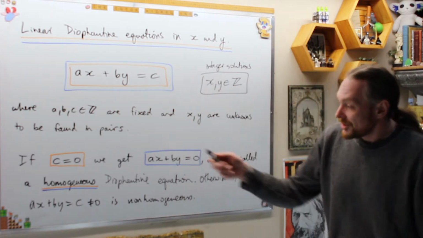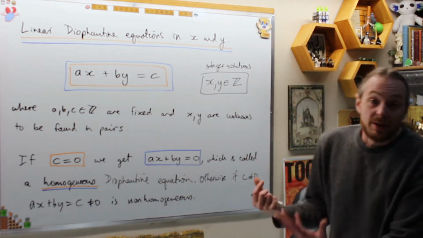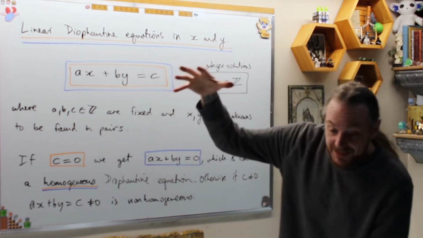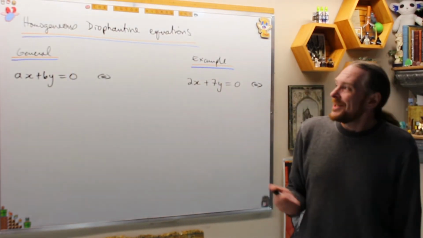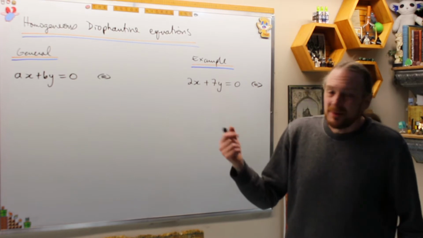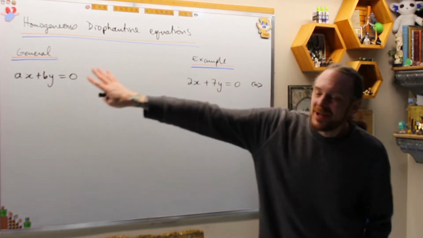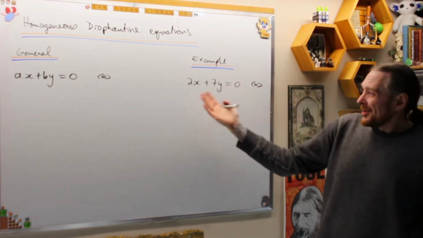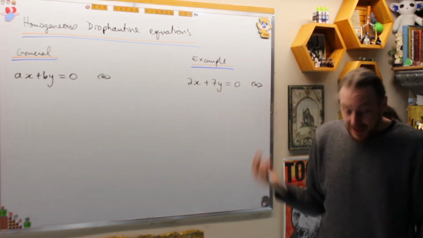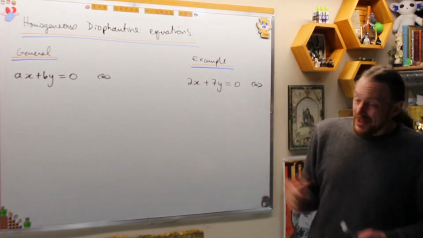All right, let's do the homogeneous case first, and then we'll do the non-homogeneous case, and then we'll give you a general idea of how to solve all of these. For the homogeneous Diophantine equations, I'll do this all in one. We'll do the general scenario of the a's and b's and the c's, and then I'll do an example right beside so that you can see with the numbers what we're talking about. We'll give the general solution to this.